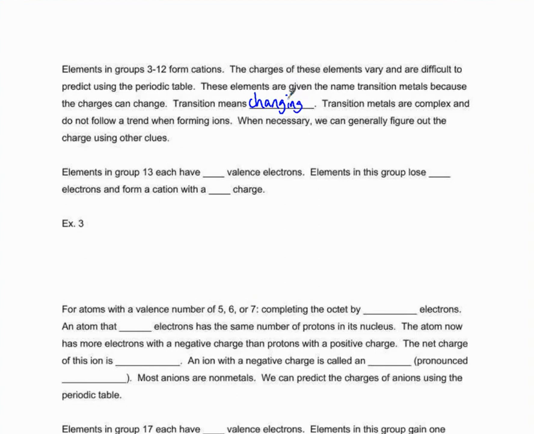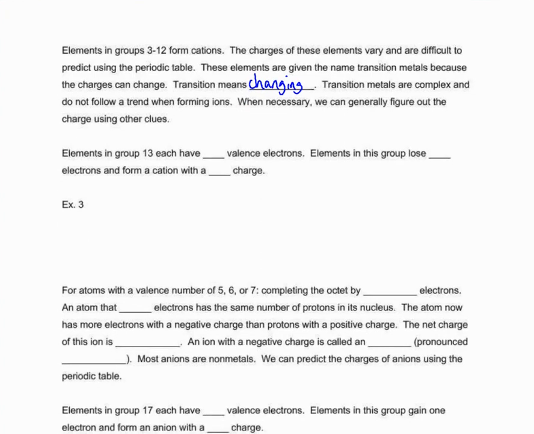Transition metals, they're complex. They don't tend to follow a trend when forming ions. Remember, even the electron configurations we didn't work with in this class. And that's because they're complex. They kind of go out of order sometimes. And then they end up making different charges. But when necessary, we can generally figure out the charge of these elements using other clues. And we'll talk about that later in the unit.